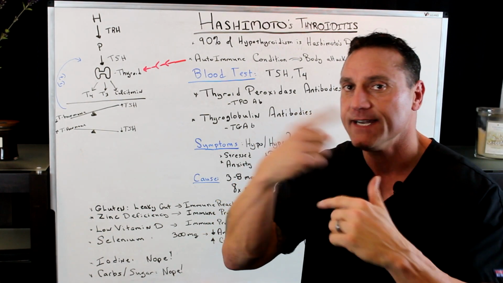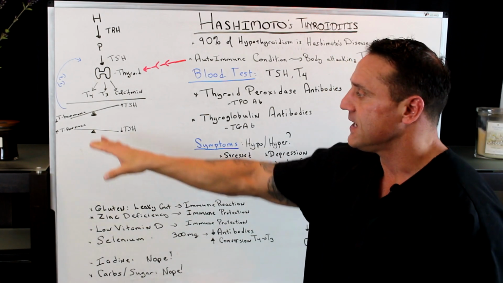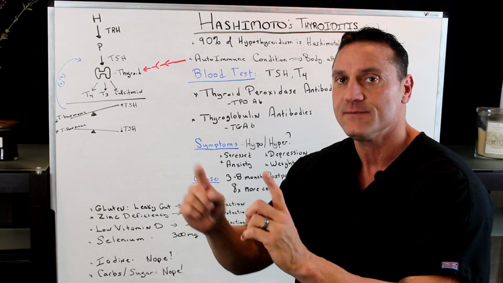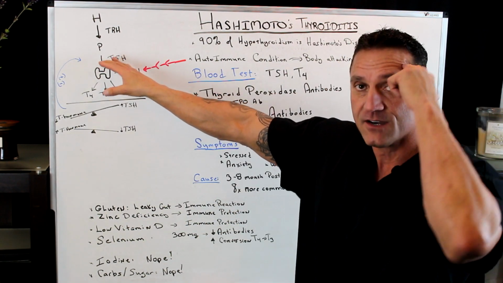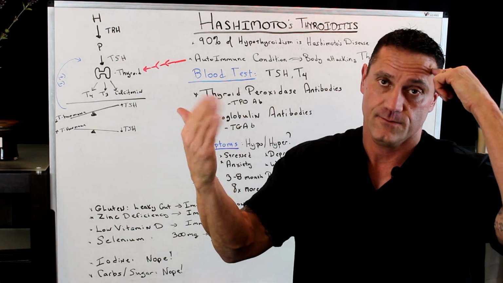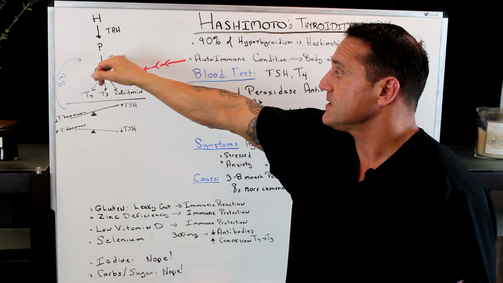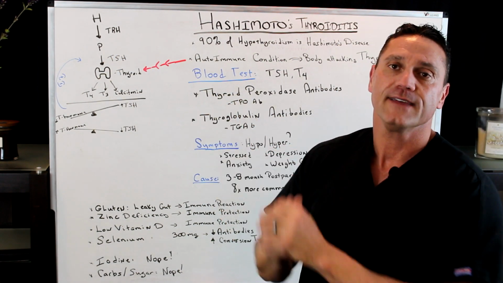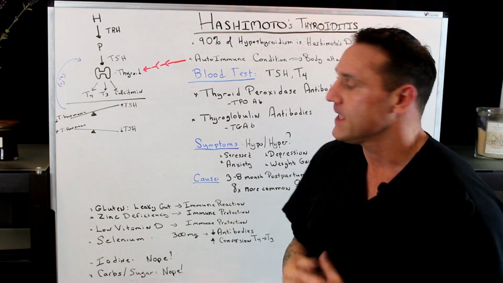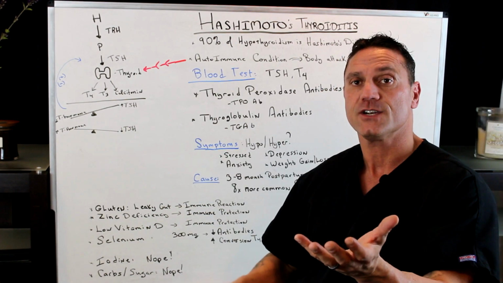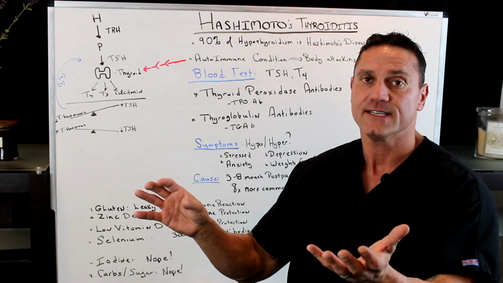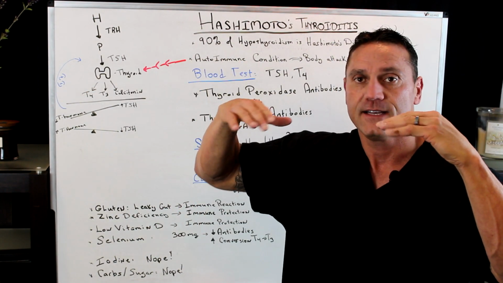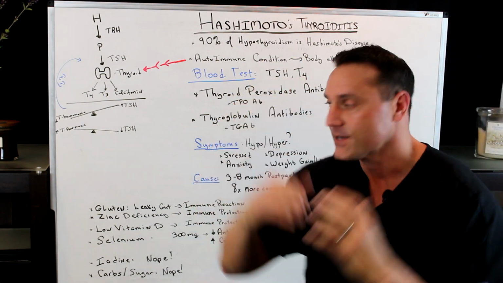Now the body works in a negative feedback loop. Basically, if you have too little circulating thyroid hormone through the system, it sends a signal upstairs, hey, we need more. We need more. So again, the pituitary gland sends a signal to the thyroid, we need more thyroid stimulating hormone. Now if you have too much circulating thyroid hormone being utilized, then it's going to tell the signal up here in the brain, hey, shut down. It's like a thermostat, okay?